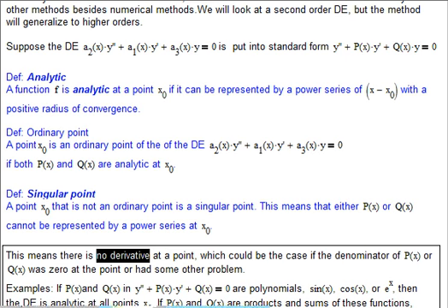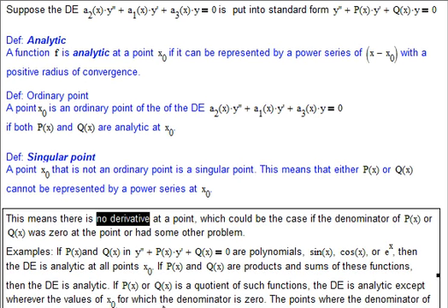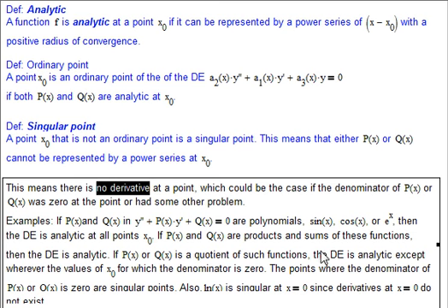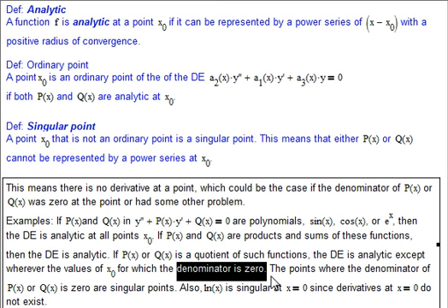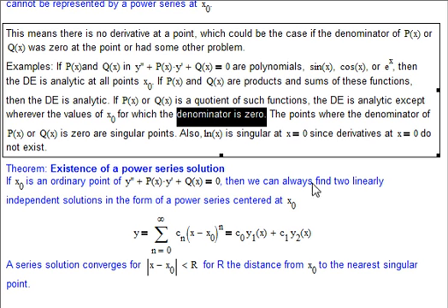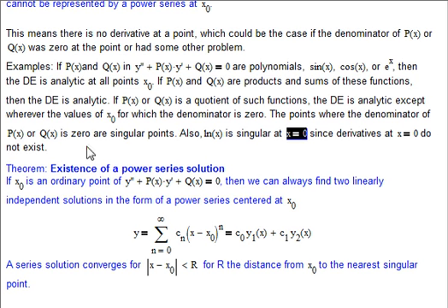So if p of x and q of x are polynomials, sine of x, cosine of x, or e to the x, then you know the differential equation is analytic at all points x0. But if p of x and q of x are products and sums of these functions, we're still analytic. But a quotient will cause problems. Then the differential equation is analytic except wherever the values of x0 make the denominator 0, because that's not allowed. There the derivative doesn't exist. Anyway, the points where the denominator of p of x or q of x is 0 are singular points, and also ln of x is singular at x equals 0, since derivatives at x equals 0 do not exist.